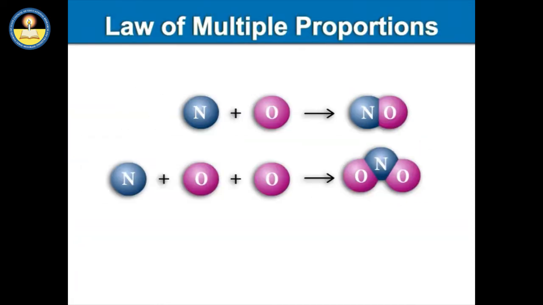Here in this picture, we see an illustration of Dalton's law of multiple proportions. Atoms of nitrogen and oxygen can combine in specific proportions to make either NO or NO2. NO2 contains exactly twice as many atoms of oxygen per atom of nitrogen as NO does.